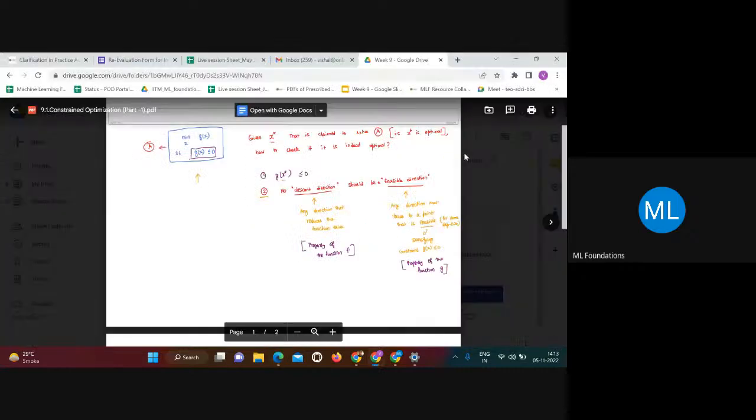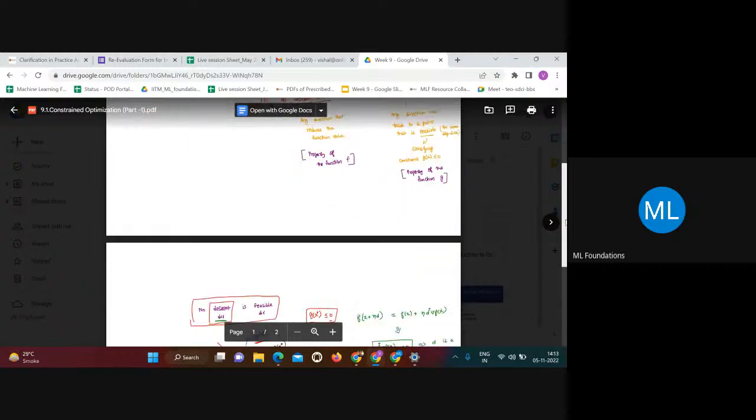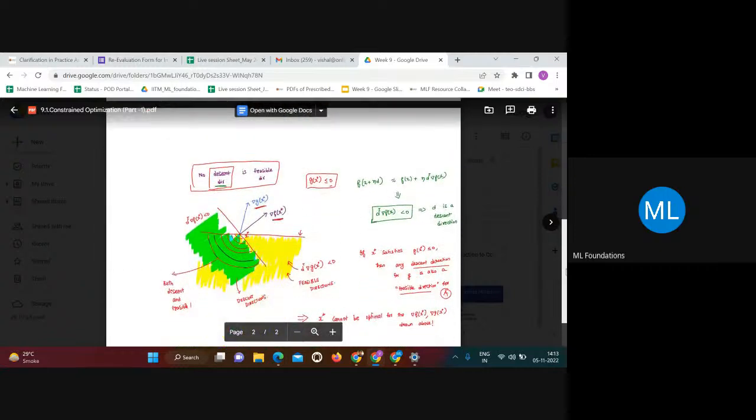So this was our problem, and we have sorted that out. Now, mathematically, how do we generally go about this? This is a statement that you need to understand. Mathematically, how will we show what the descent direction is, and whether it is the feasible direction or not?